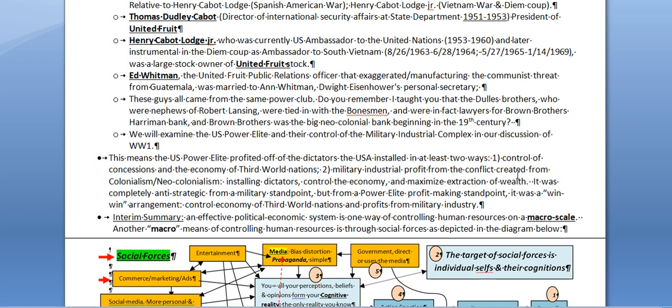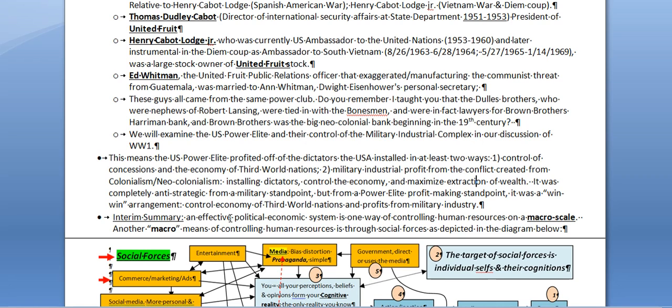Now, it was completely anti-strategic from a military standpoint, but from a power elite standpoint, right? It was great for profit making. It was a win-win situation. You control the economy of the third world nation and profit off of that, and then you profit off the military industry from the conflict it creates.